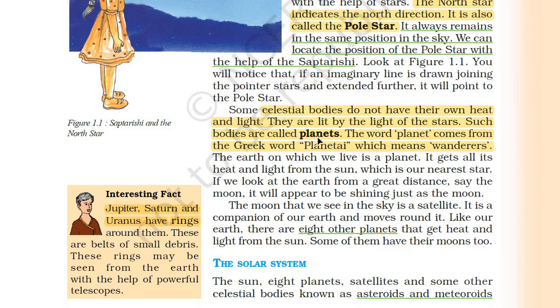Next, the information they can ask you is about planets, celestial bodies which do not have light of their own and are lit by the stars. Stars emit the light, and that light is reflected by the planets. The word planet comes from the Greek word planetai, which means wanderers. Please remember that. Next, a potential question can be, which are the planets which have rings? Jupiter, Saturn and Uranus have rings around them, right?